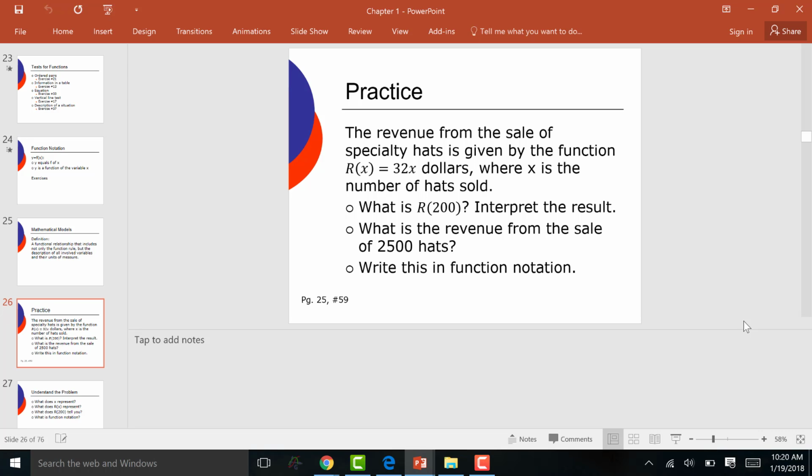The revenue from the sale of specialty hats is given by a function R of X is equal to 32 times X, in dollars, where X is the number of hats sold. That's the beginning of the word problem. They've told you everything. Now they're going to ask you to do something. Bullet number 1 says, what is R of 200? And then interpret the results. So let's go back and make sure, did you read the word problem?